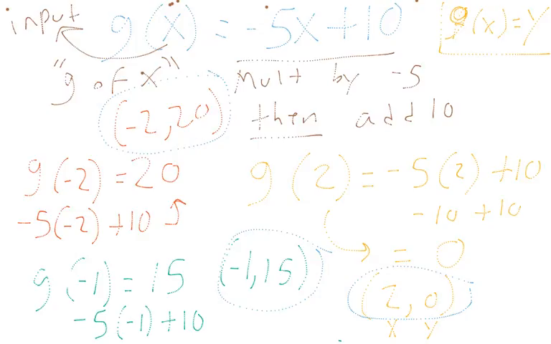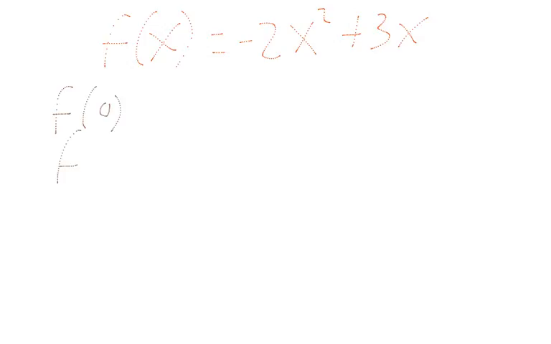So I'm going to show one more bit of a challenge one, and then we'll be done. So let's say I have this function. So f of x, again, f of x is -2 times x squared, and then plus 3x. So I want these 4 points. I want f of 0, I want f of -3, I want you to find f of 5, and I want you to find f of 1.